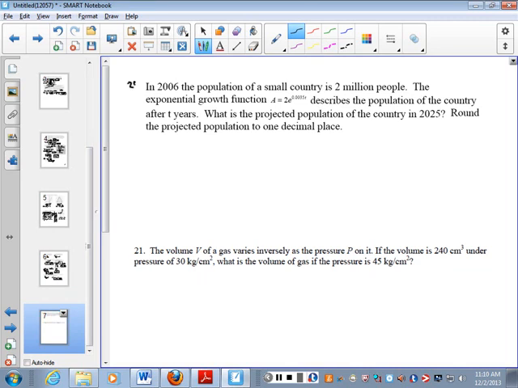And for number 20, another word problem. In 2006, the population of a small country is 2 million people. Then we have our exponential growth function, A equals 2e to the 0.0035t, where A is the population after t years. We want to project the population for 2025. So the first thing we need to know is how much time has elapsed. You don't substitute the years in, you substitute in how many years have passed, which is 19 years.